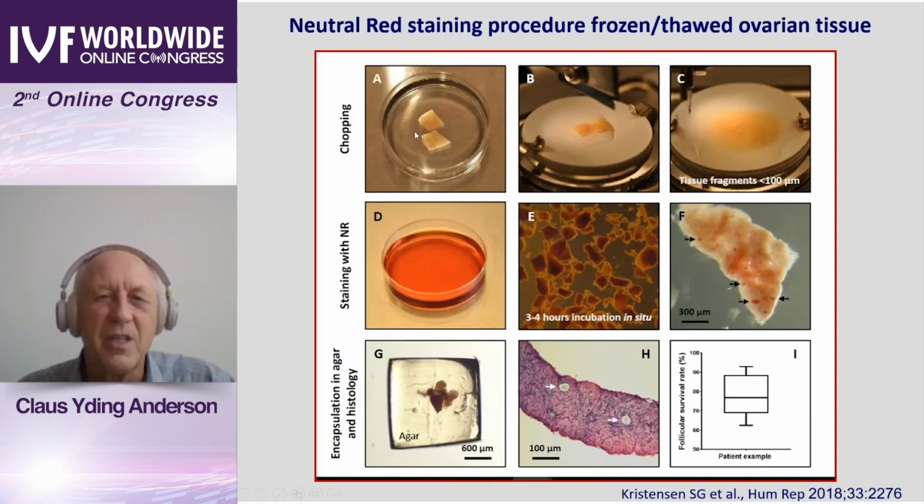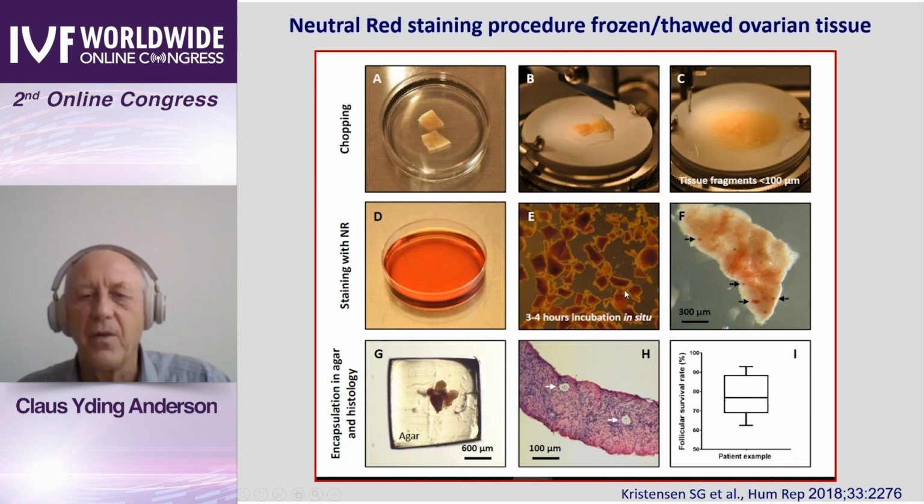This is the procedure that Stine uses to calculate the follicular survival using the neutral red method. She has tissue here. She chops it up on a chopper and puts it into a solution with neutral red like this. And when it comes out, you can see here, all the red dots represent primordial follicles. She counts these, embeds them in agar, has it serially sectioned, and counts all the follicles histologically. And then you just divide the two numbers by one another, and there you can see you get around 80% here, and you have different pieces of tissue that you can do this with.